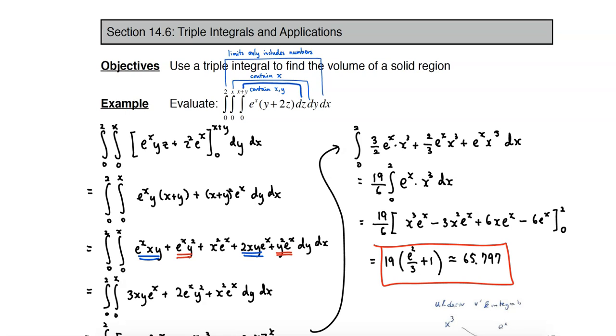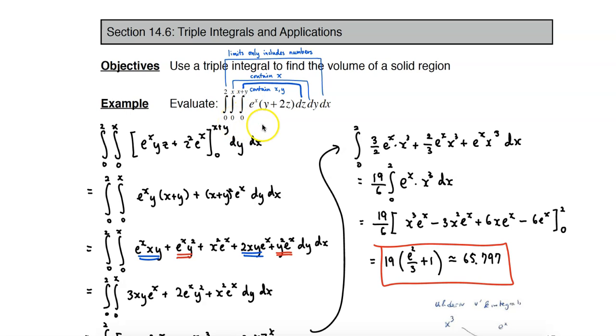Section 14.6, triple integrals. In this section we will see triple integrals, and then we will use that to find volumes of solid regions. This example here is not about a volume. We'll see on the next page how we find volumes of solid regions, but this is just a practice of a triple integral. Pay attention to the fact that when you have an integral, the limits of the integral can always include variables that will be integrated later.